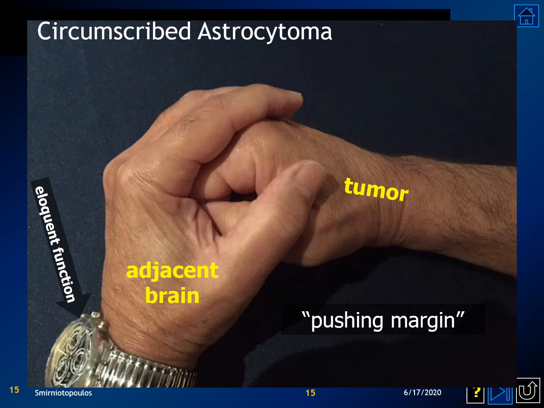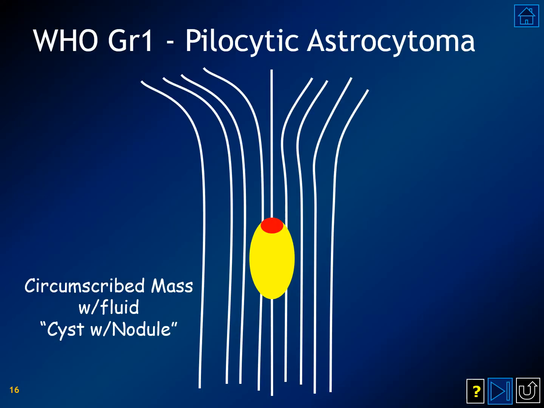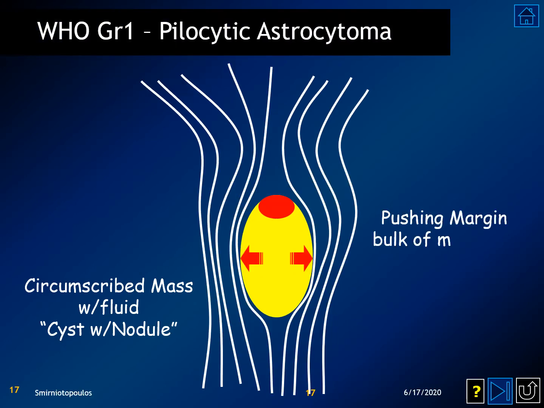The fundamental difference between a circumscribed astrocytoma and a diffusely infiltrating astrocytoma can be illustrated using my own two personal hands. A circumscribed glioma has a pushing margin that displaces the adjacent neural tissue. As illustrated here, circumscribed gliomas like a pilocytic astrocytoma are commonly biphasic with a solid tumor nodule and a fluid component. Rather than transecting or compromising the white matter tracts, as the lesion expands, it displaces them to the side.